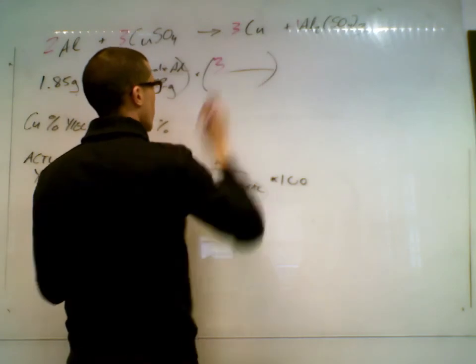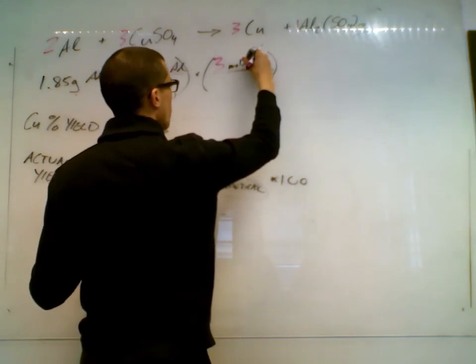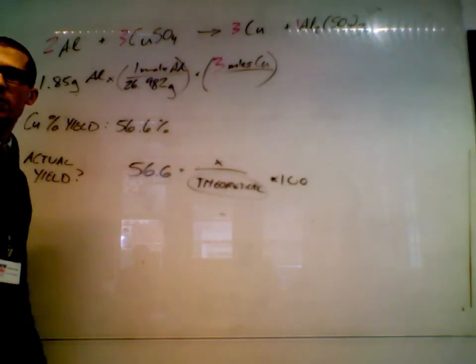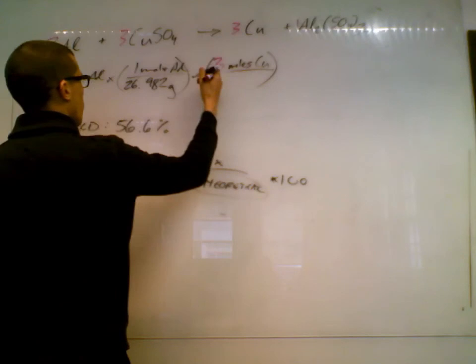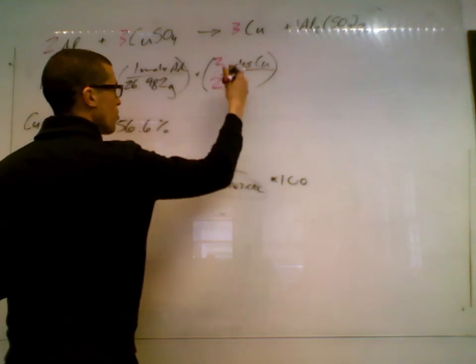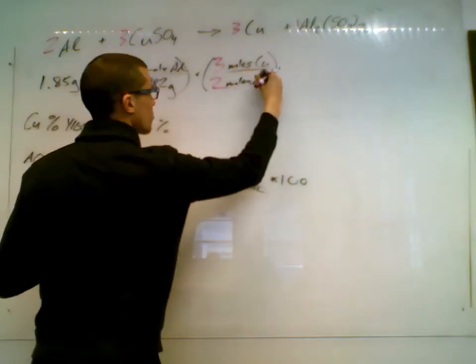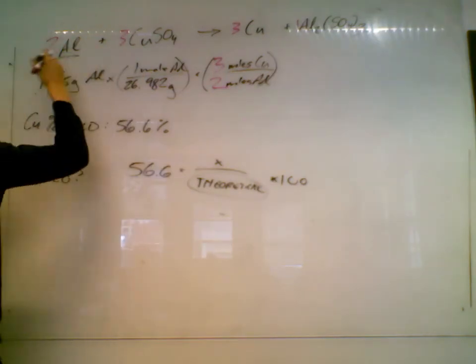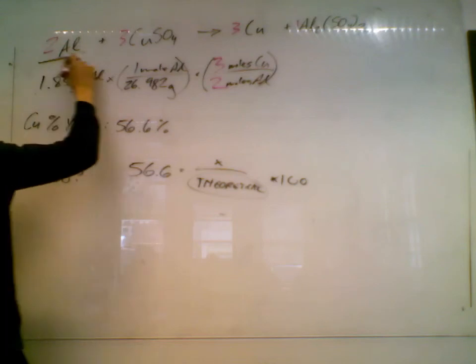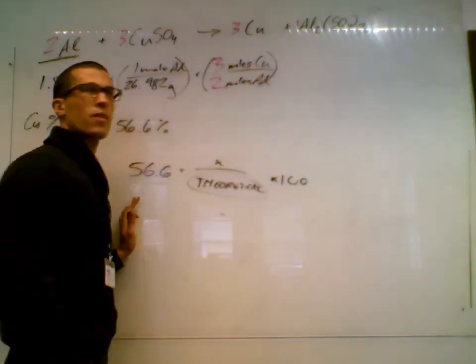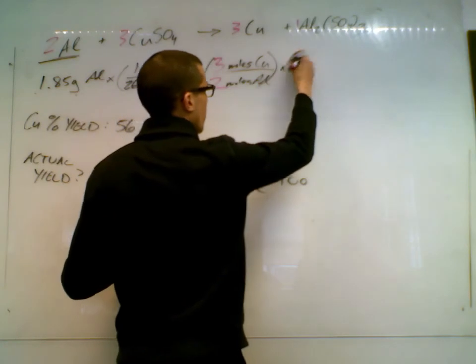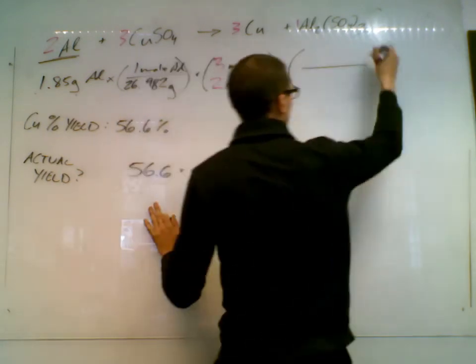We're getting the 3 moles of copper from our balanced equation on top. And then down below, what do we put? We put the 2 moles of Al because we got 2 right here. So for every 2 atoms of Al, we got 3 atoms of Cu. So we get the 3 to 2 ratio right there.